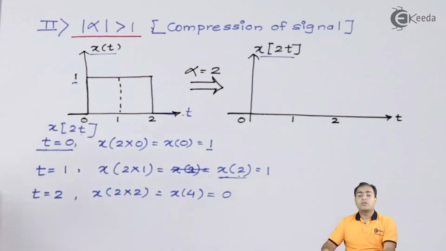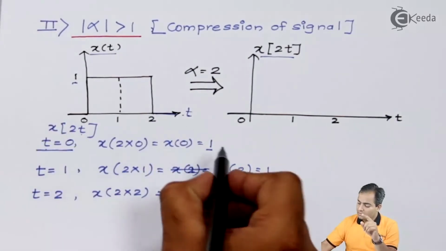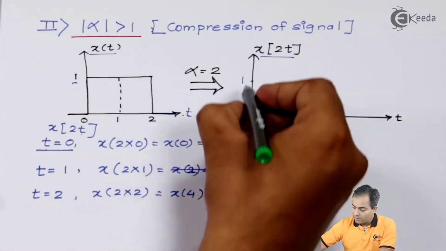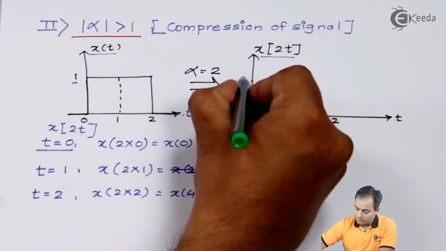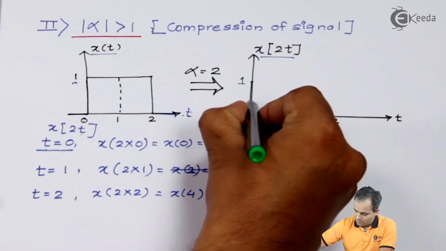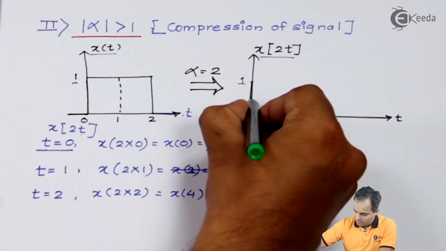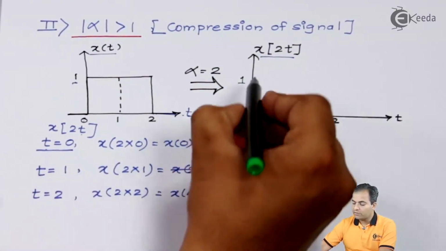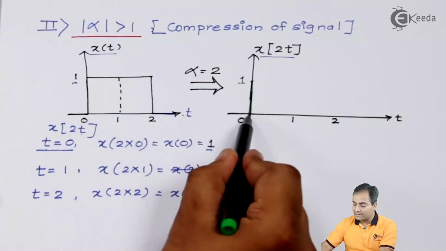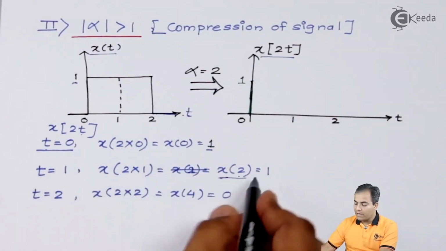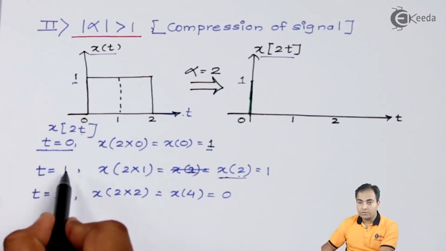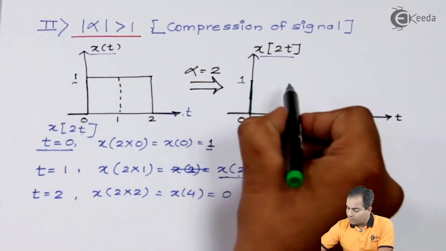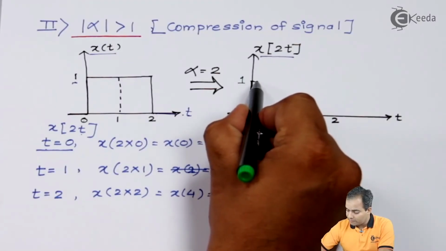At t equals 0, we have amplitude 1. So I'll start. Let's say this is the amplitude 1. At t equals 0, the amplitude is 1. So here is the amplitude, and this is the instant t equals 0. Now for t equals 1, the amplitude is 1. So here also, for this instant t equals 1, the amplitude is the same. So I'll draw the continuous graph, a step graph.